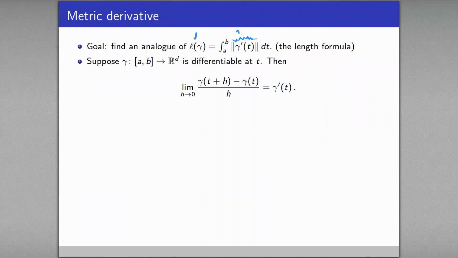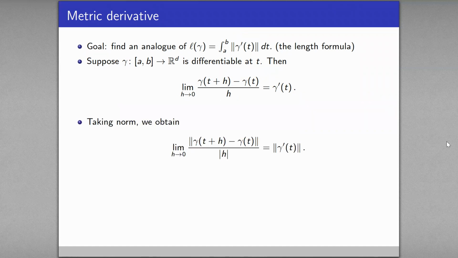Well, let's recall what gamma prime is. By definition, if your gamma is differentiable, then this limit exists, and gamma prime is the limit of that. This is a vector in R^d. Their subtraction is a vector, and you divide by a real value h. So we scale that vector, and then you take the limit. And none of this makes sense. Subtraction doesn't make sense. And even if you have an element in the metric space, dividing by a real number doesn't make sense. So is there a way out?